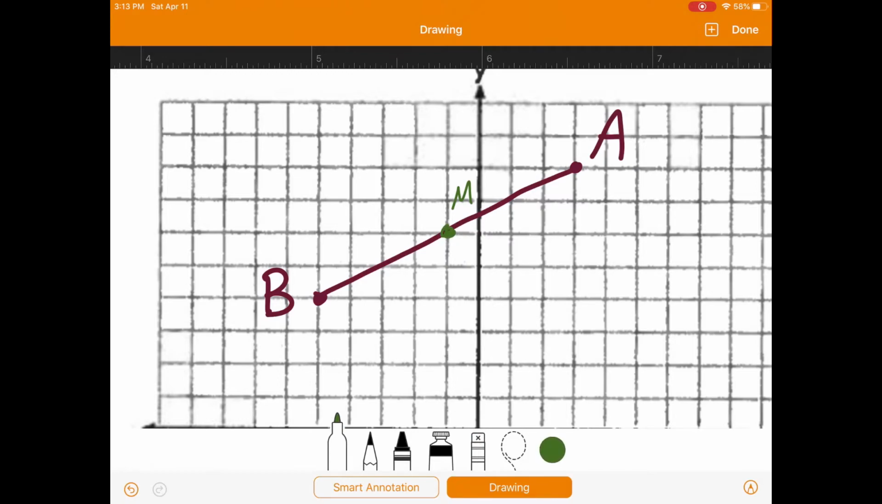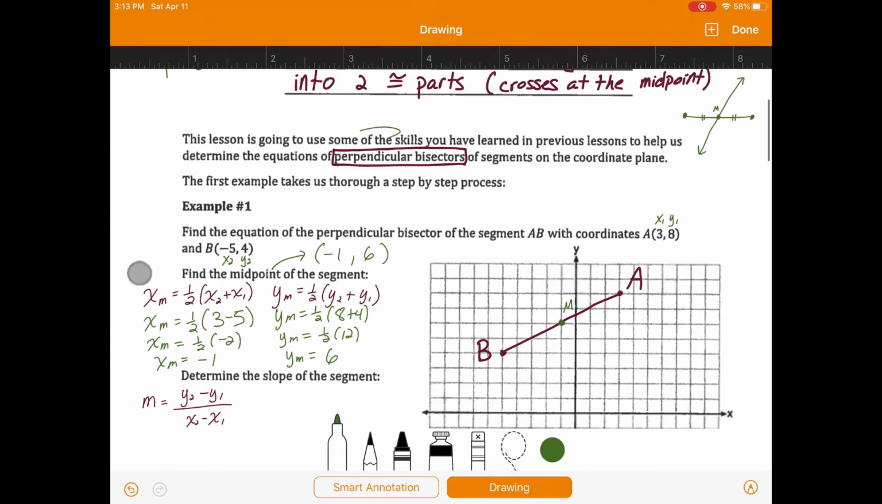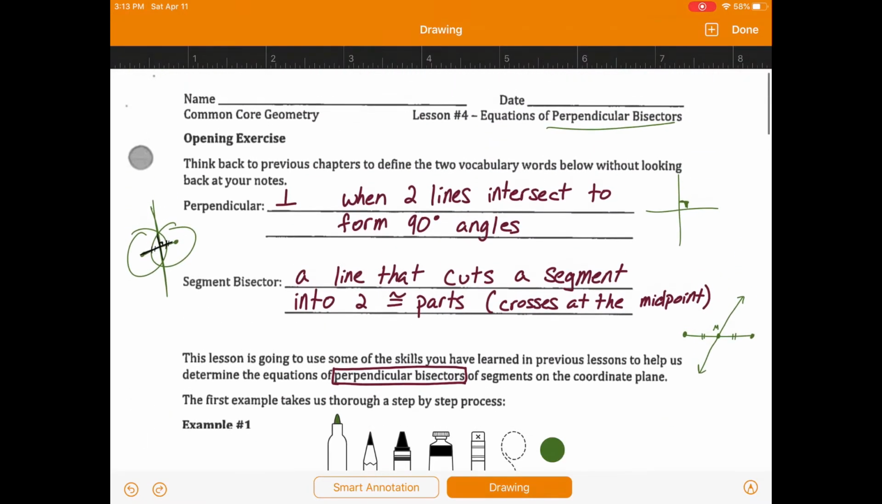But in this case, we want it to be a perpendicular bisector. So that means that we have to make 90-degree angles. Now, in one of our earlier lessons in this unit, which I've done videos for, we talked about what happens to the slope when you have something perpendicular. So to review that, if you have something parallel, the slopes are the same. If you have something perpendicular, the slopes are going to be negative reciprocals.